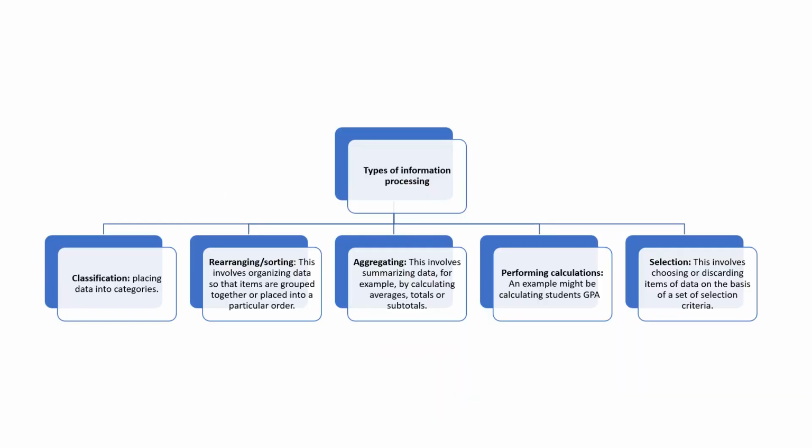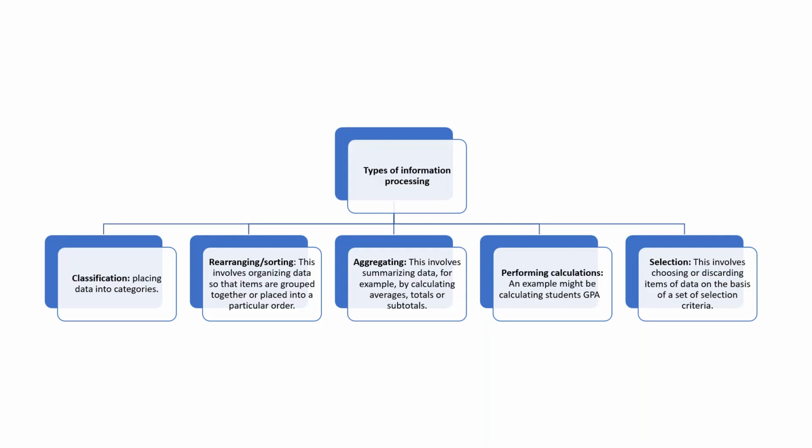So for us to move from data to information, that goes through what we call processing, a processing function. So there are various types of processing that can be done on data. So we have various categories. The first one, you have classification. That is where you are putting data into categories.